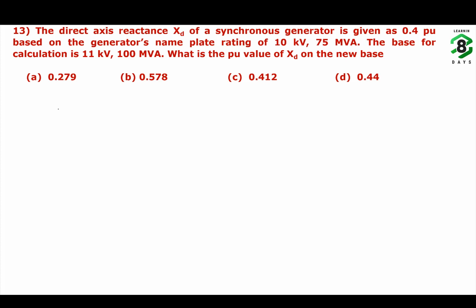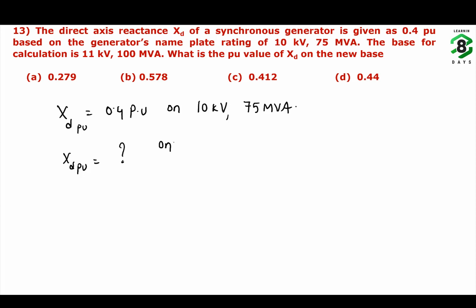What is it telling? The direct axis reactance of the generator is 0.4 per unit on a 10 kV base voltage and 75 MVA base. Now he wants you to calculate the per unit value of the same synchronous generator on the new base values, 11 kV and 100 MVA. So you have to calculate the per unit value on a different base value.